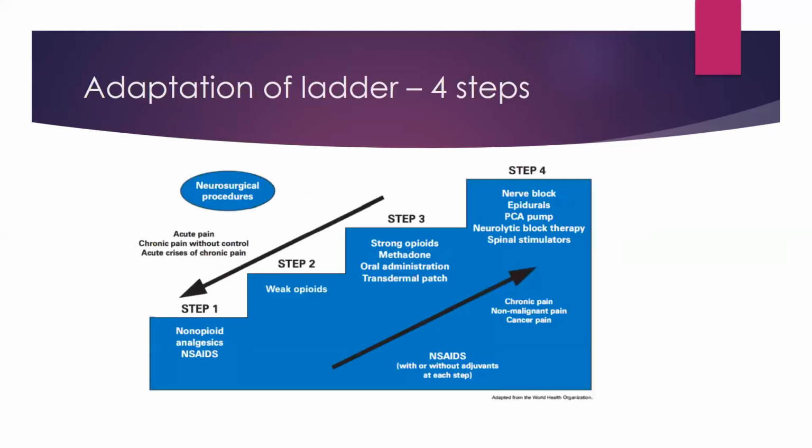What happens in acute pain is that we can start at any step of the ladder, depending on the severity of the pain. It is not that we need to go from step one, two, as we climb up. For example, a patient who has come from a road traffic accident and has polytrauma will be in a lot of pain and might need us to start with strong opioids. Then once we've sorted out the fractures, and any pleural effusions, I mean hemothorax or pneumothorax, we might step them down to weak opioids and then NSAIDs.